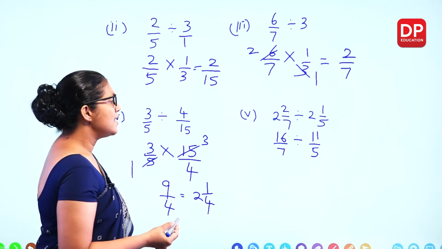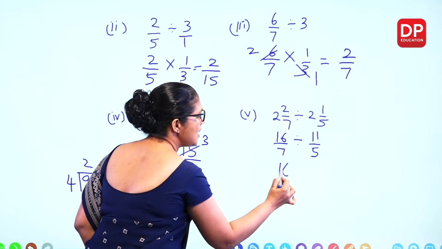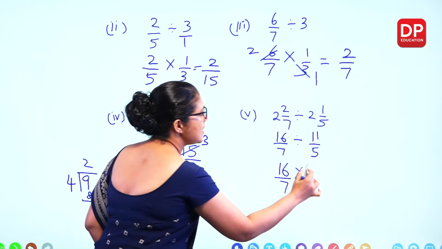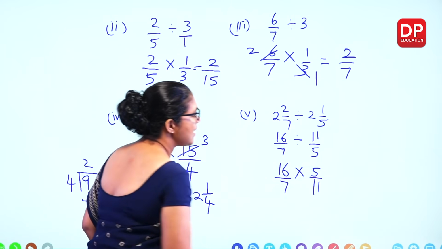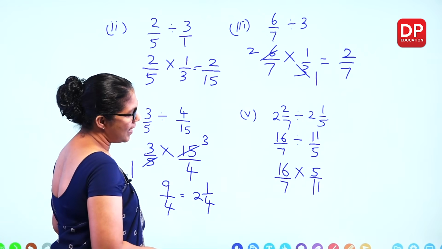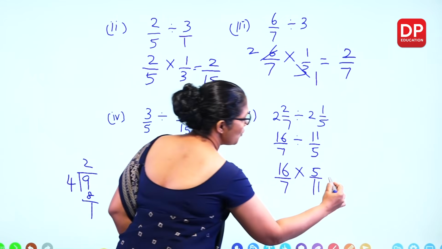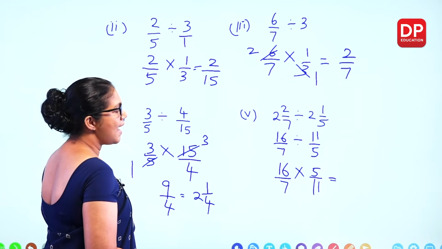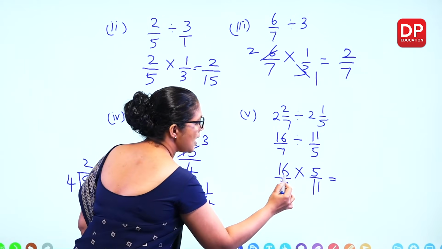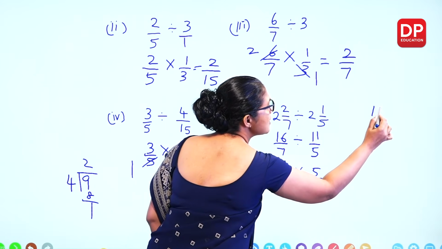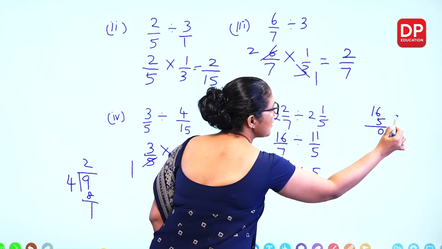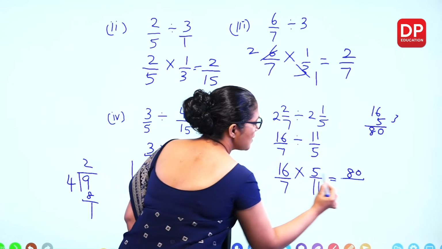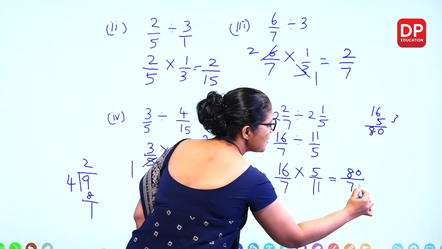Now you can convert to a multiplication. Keep the first fraction as it is and switch the sign. Take the reciprocal of the second one. Now can you simplify this? No. So what you can do, you just multiply the numerators separately and the denominators separately. 5 times 16 is 80. What's the denominator? 7 times 11 is 77.